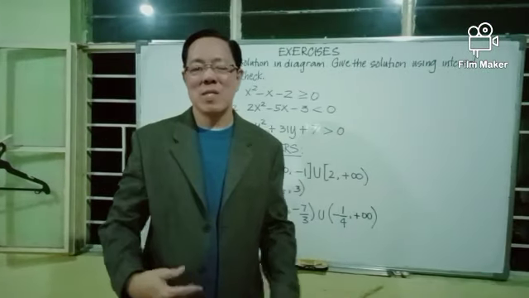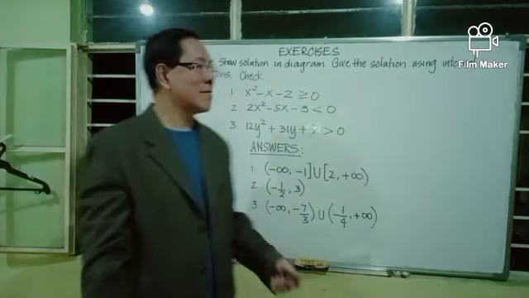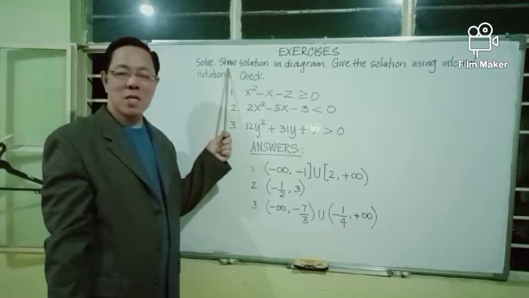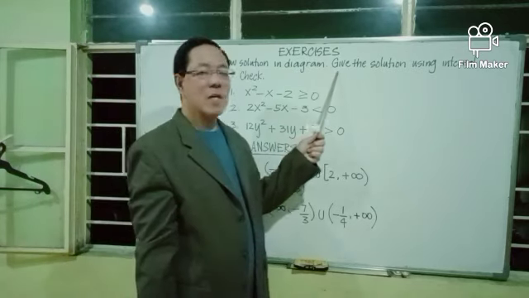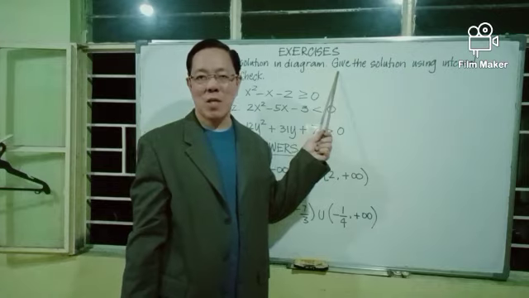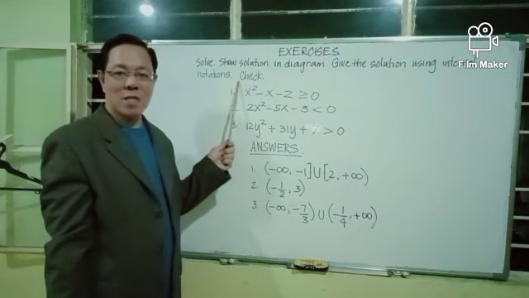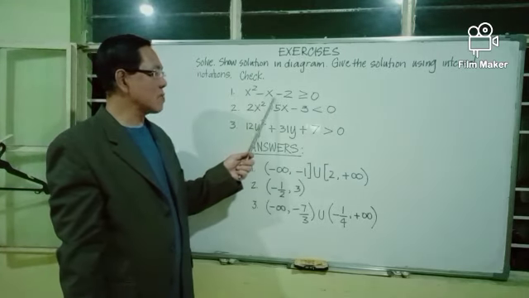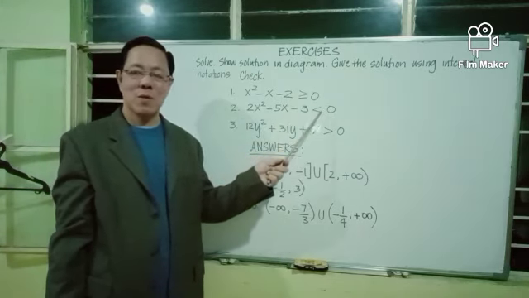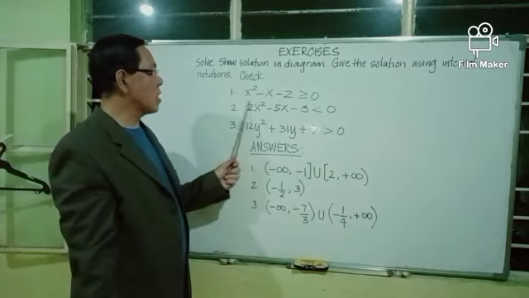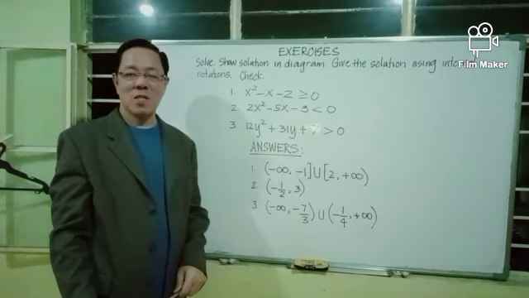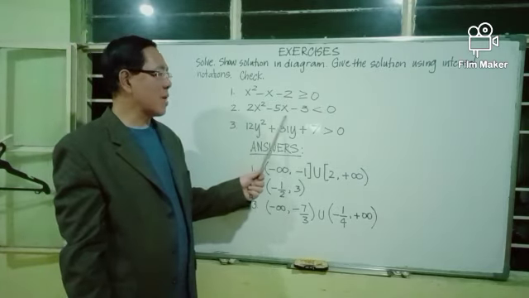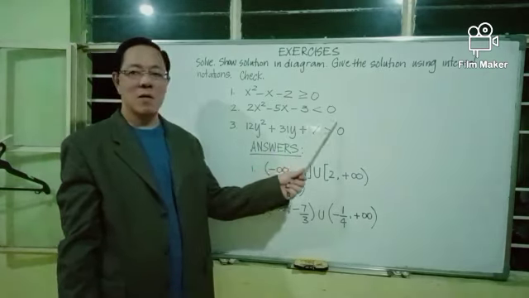For your practice, please try the following exercises. Solve. Show the solution in diagram. Give the solution using interval notations and check. Number 1, x squared minus x minus 2 greater than or equal to 0. The first step is you factor out the quadratic expression. Number 2, 2x squared minus 5x minus 3 less than 0.